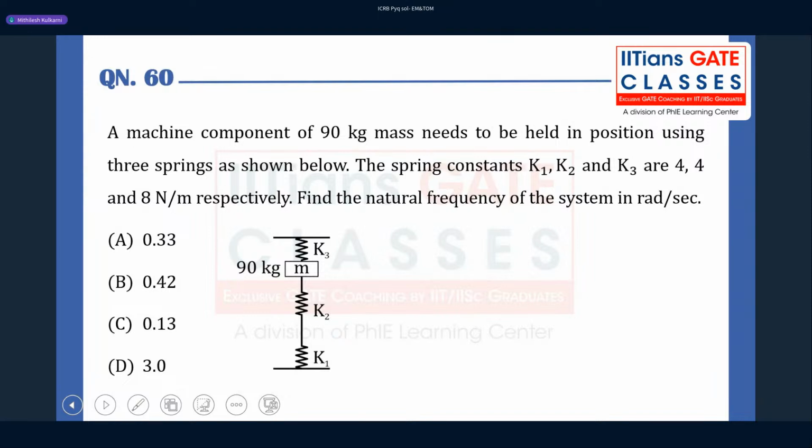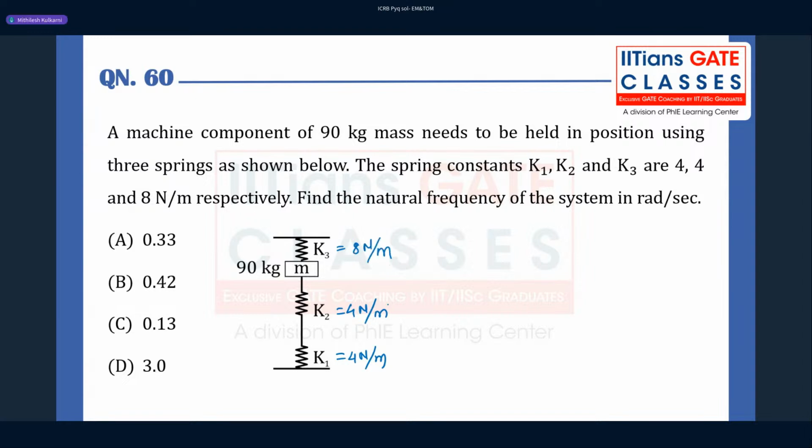A machine component of 90 kg mass needs to be held in the position using 3 springs as shown in figure. K1, K2, and K3 are the stiffnesses. The spring constants are given to us, and the value of them is 4, 4, and 8 Newton per meter respectively. Find the natural frequency of the system in radian per second. K1 is given as 4 Newton per meter. K2 is given as 4 Newton per meter, and K3 is given as 8 Newton per meter.